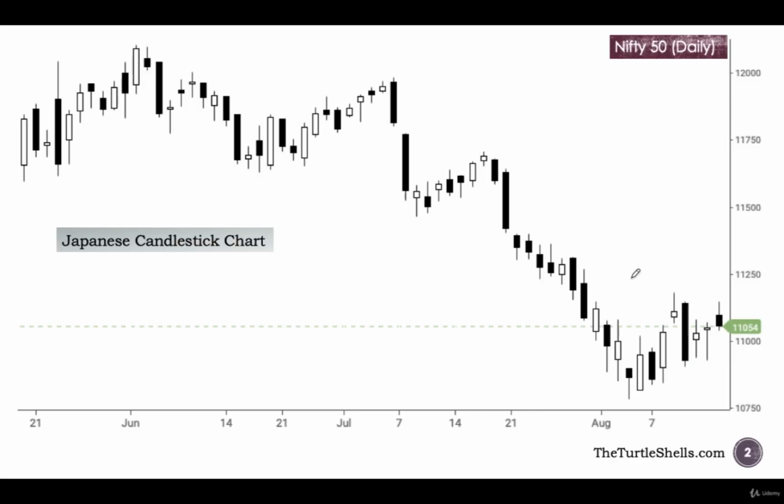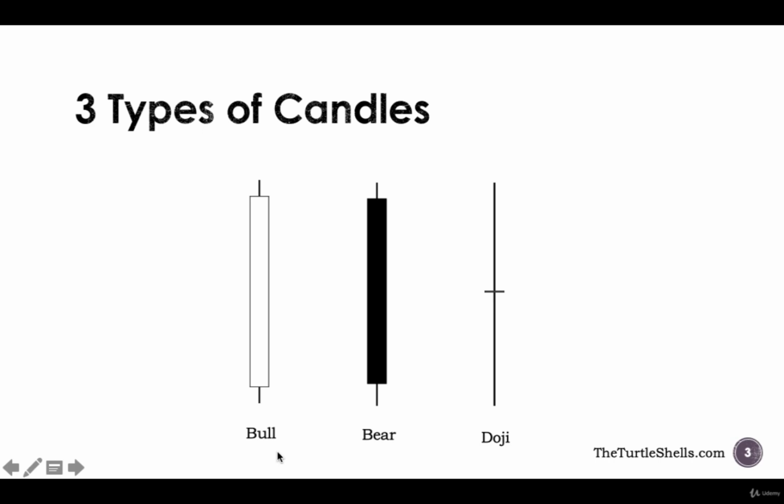Now notice that in this chart, there are 3 types of candles. One is a bull candle, the bear candle, and the doji candle. So the bull candle means the price is going up on that day. For example, it's a daily candle, let's say. This candle represents 1 day worth of price action. White means a bull candle, black means a bear candle, and if there is no white or black color, it is called a doji candle.